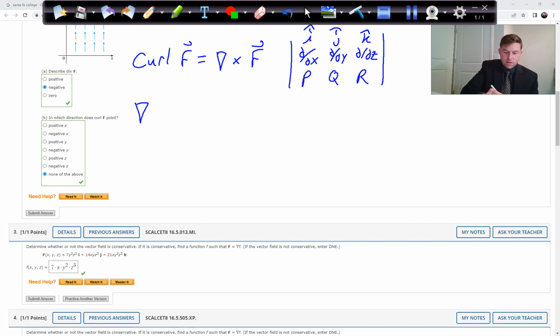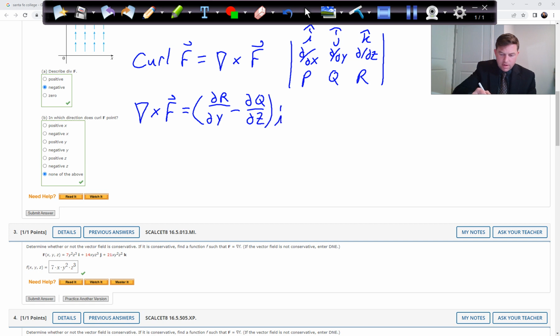And you can do this based on cross product rules we learned a while back. You would get the following, so we're just going to use this result. It would be partial R with respect to y minus partial Q with respect to z in the i direction, plus, so basically you cover up the i column and then you do a 2 by 2 determinant of the bottom 4 values, so it'd be dR/dy, dQ/dz with a subtraction there. Similarly, for the j component, you would, and actually you need a minus there.